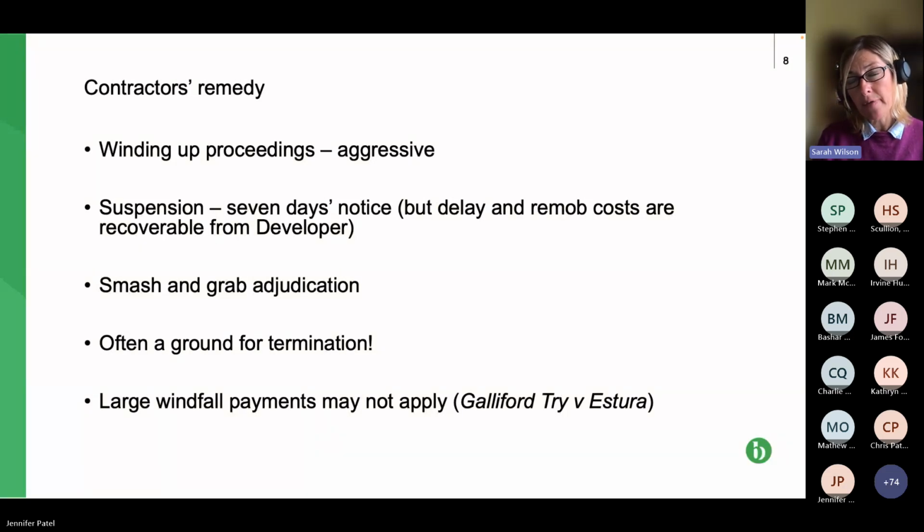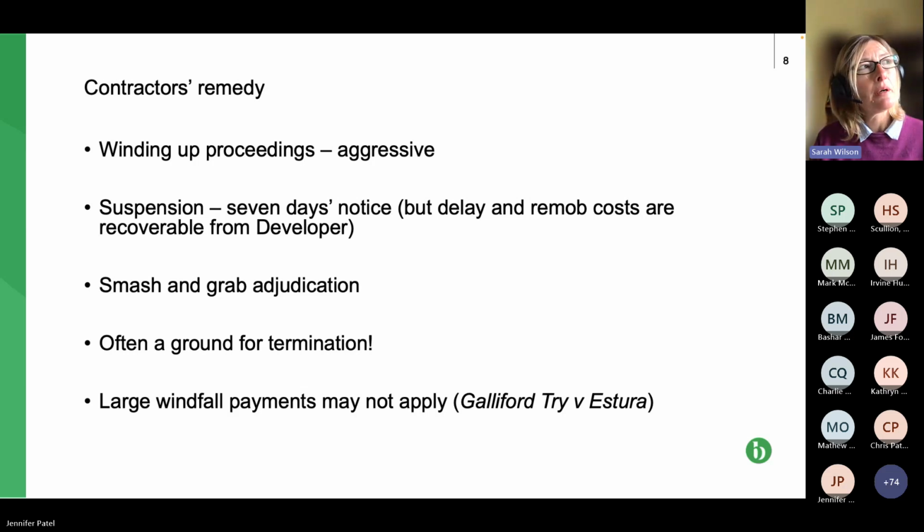So you might be successful in your smash and grab adjudication. It's great for cash flow, because you get the money that you've asked for. But the rule is that once that money has been paid over, the party who is dissatisfied, so the party who's paid the money, can then start their own adjudication to recover the money. So you might think, well, what's the purpose of doing it? Well, it's good for cash flow. In some contracts, for example, JCT, there's no ability to claw back money until the final account. So that's really good for cash flow.